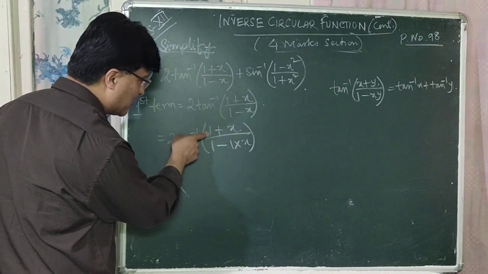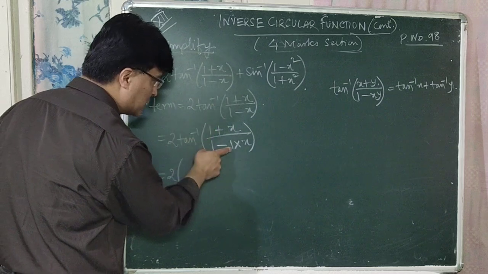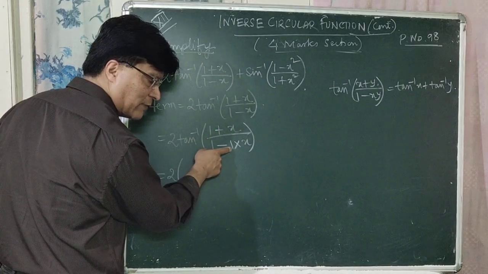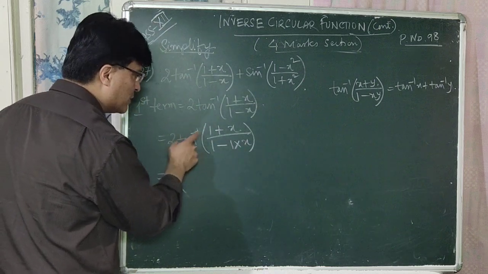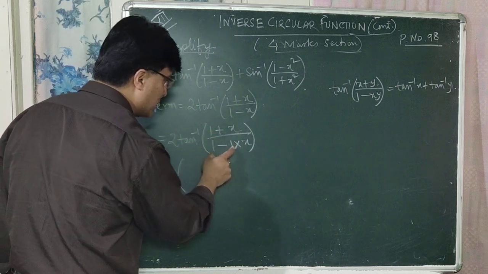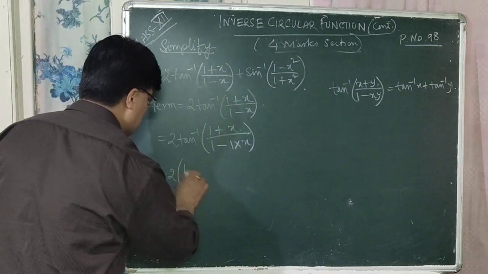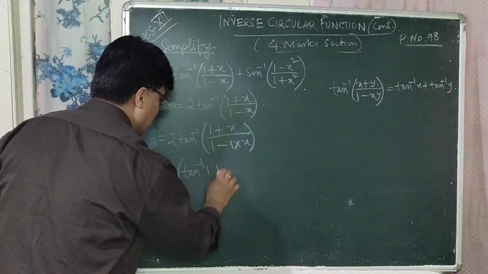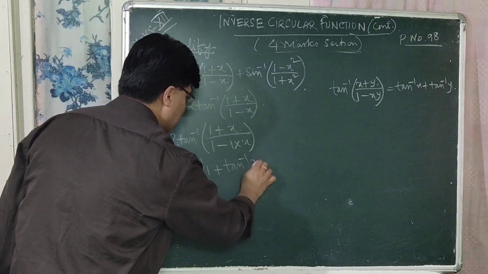Tan inverse, instead of x there is 1, instead of y there is x, and instead of x here, instead of x there is 1 and instead of y there is x. So this is the form tan inverse (x plus y) upon (1 minus xy). Is that clear? So you can use this formula now. So this is tan inverse 1, plus what is tan inverse y here? It is tan inverse x.